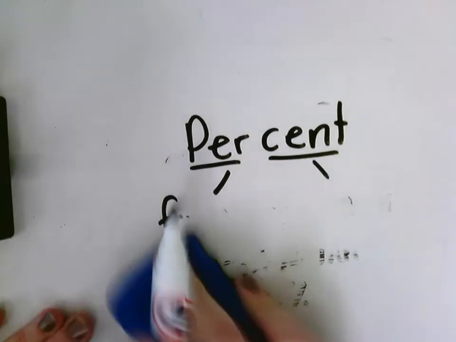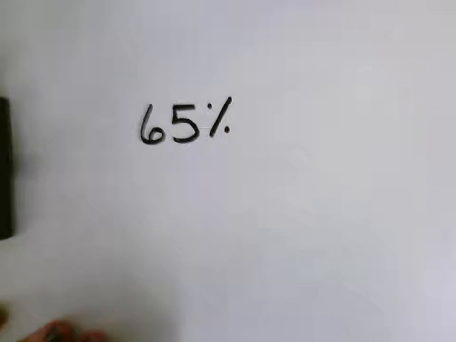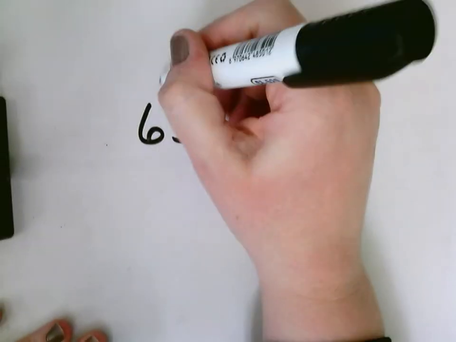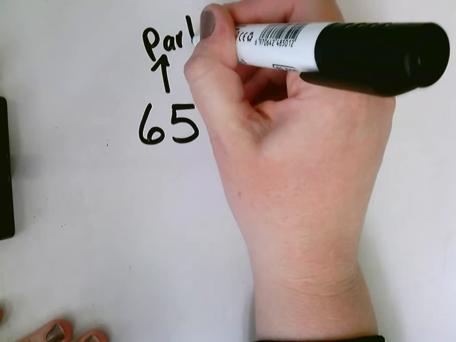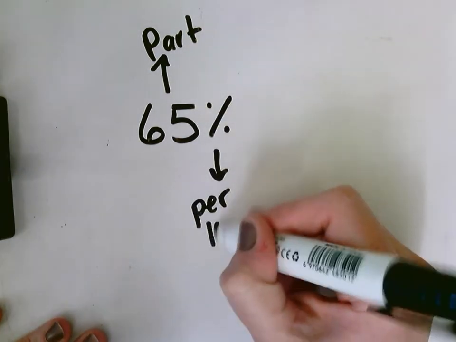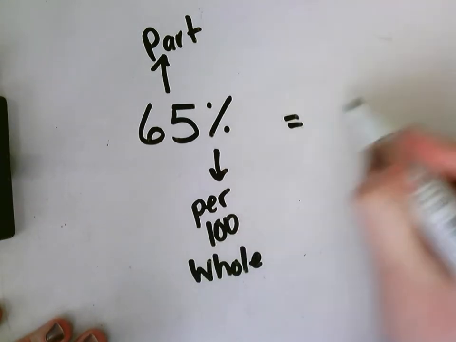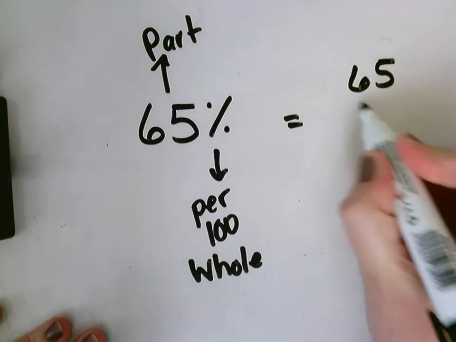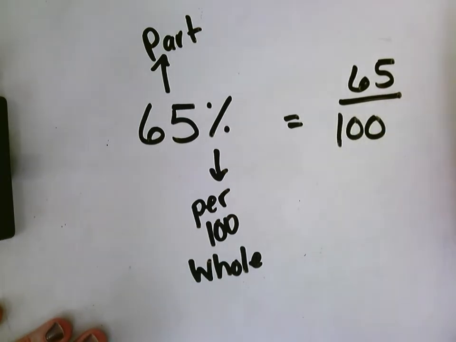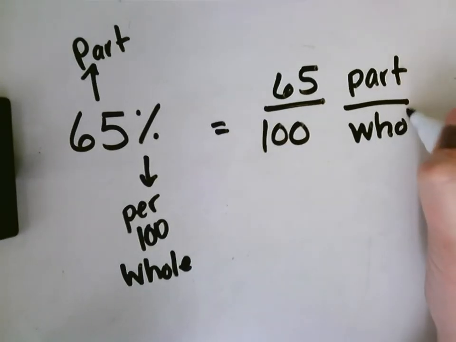So let's take a look at that a little bit more. If I was going to say I had 65% of something, the 65 here is the part, and the percent sign is talking about per 100 or for every 100, and that's our whole. Like when we talk about fractions, 65 would be our numerator, 100 would be our denominator. 65 is our part, while 100 is the whole or the total.